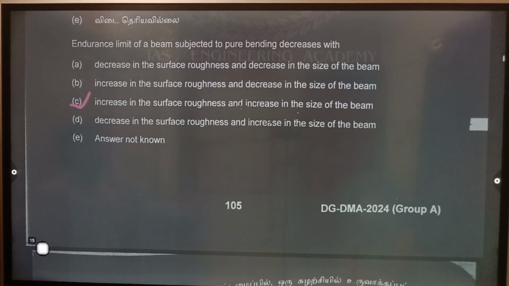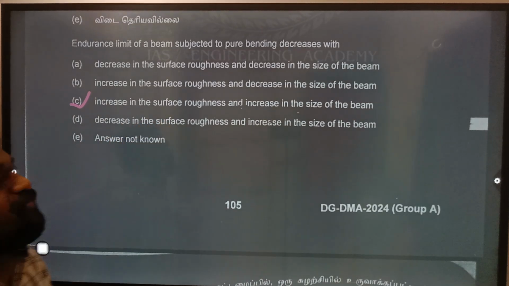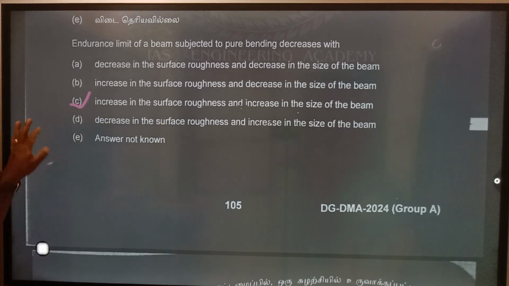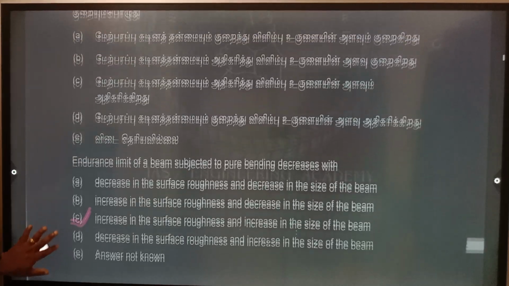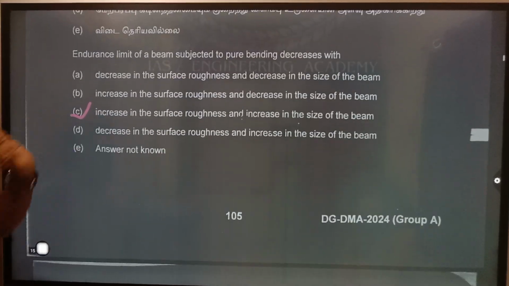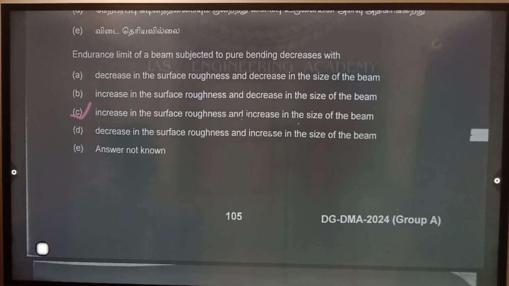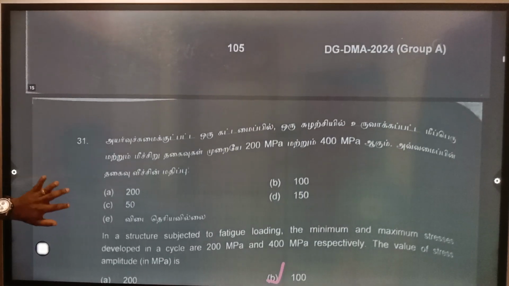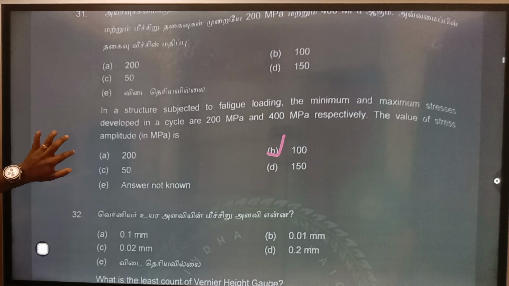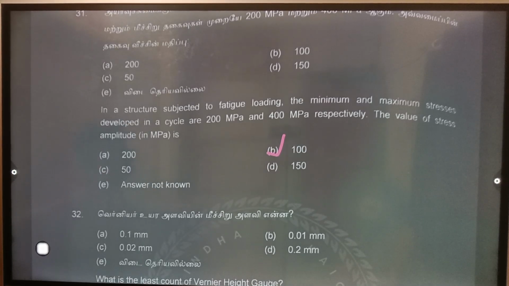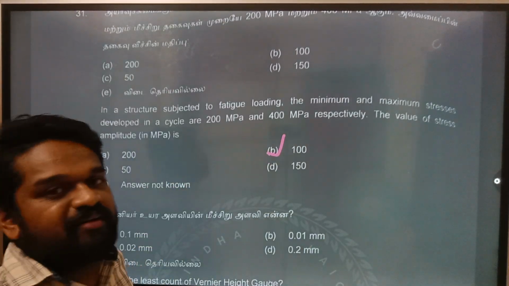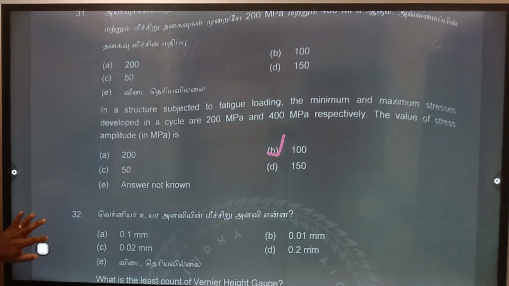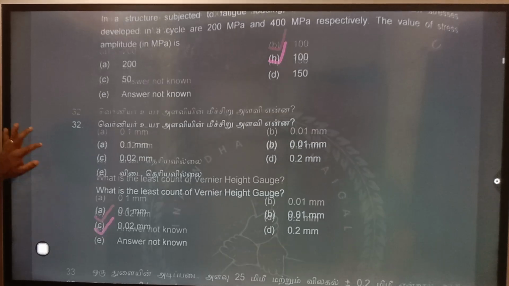Then 30. Endurance limit. Increase in the surface roughness and increase in the size of the beam. That's the answer. Endurance limit. Question number 30. Answer is C. Increase in surface roughness and increase in the size of the beam. Next, 31. In a structure subjected to fatigue loading, stress தான் கேட்டிருக்காங்க. Answer is 100 box. After calculation, you will get 100 box.